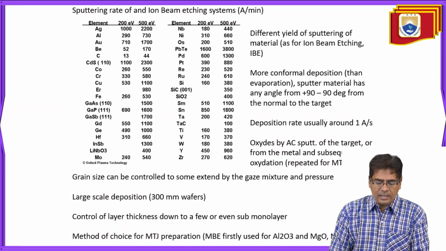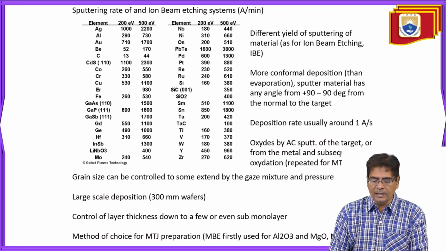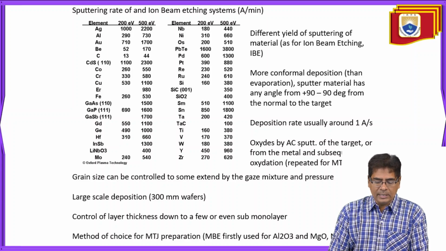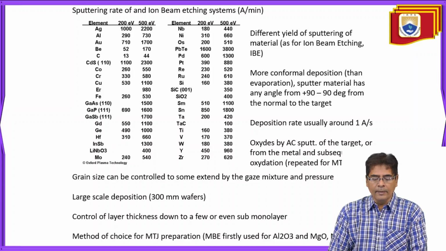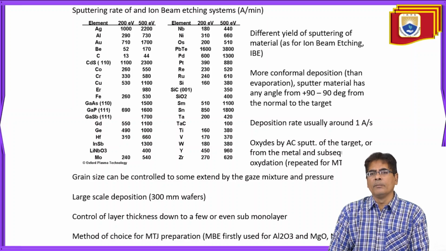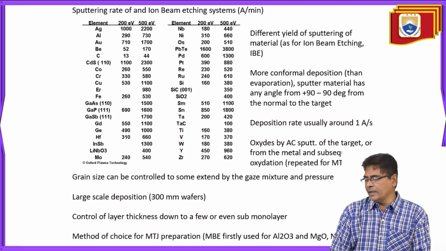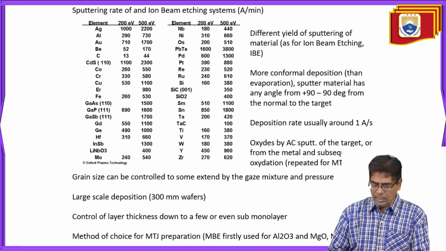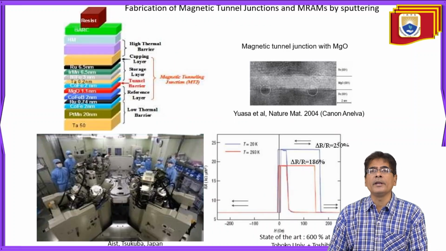Grain size can be controlled to some extent by the gas mixture and pressure, with large scale deposition around 300 millimeter wafers, and control of layer thickness down to a few or even submonolayers. It is the method of choice for MTJ preparation, or we can go for MBE. MBE is molecular beam epitaxy, first used for Al2O3 and magnesium oxide.